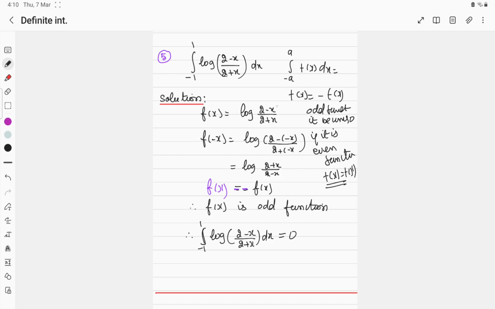Here f of x is equal to log of (2 minus x) by (2 plus x). For f of minus x we substitute, and we get log of (2 plus x) by (2 minus x). If we take minus common here, it becomes minus f of x. Therefore f of minus x is equal to minus f of x, so f of x is an odd function. Then we get the value 0.